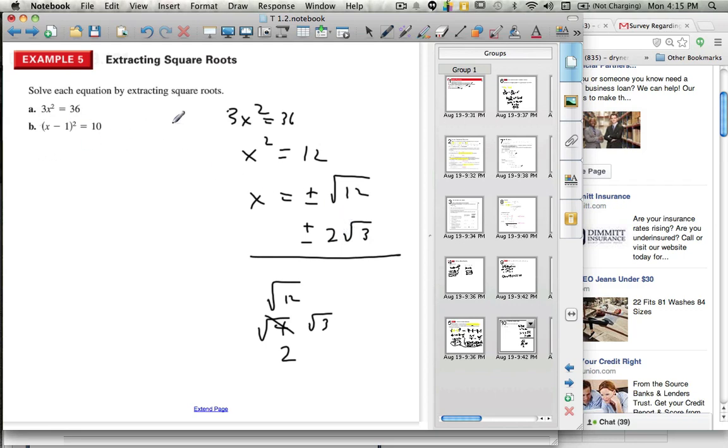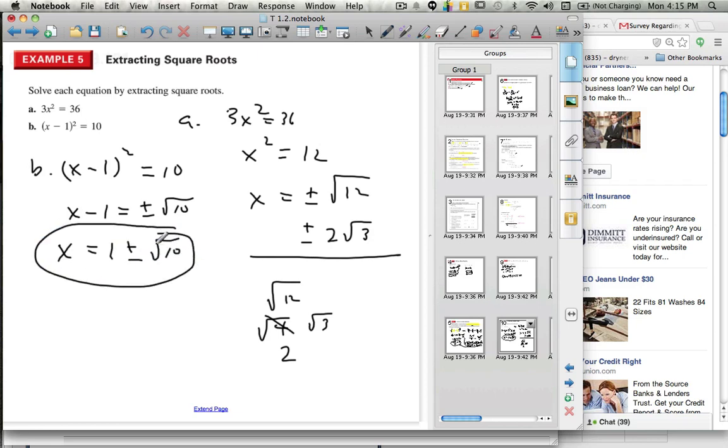And if we look at the B problem, this was A, the B problem, I have x minus 1 squared is equal to 10. If I square root either side, I'll get x minus 1 is equal to plus or minus the square root of 10. And the last thing I'd want to do would be to add 1 to either side, so I'll have 1 plus or minus root 10. Okay, so that's finding solutions to quadratics by taking square roots.